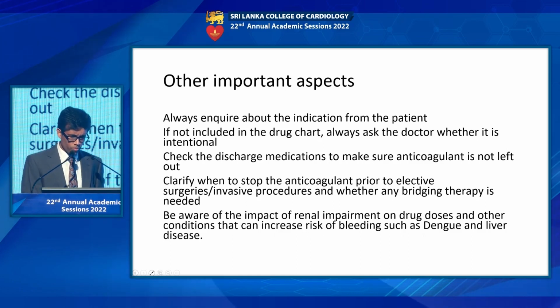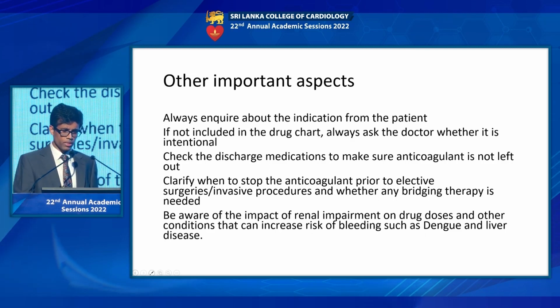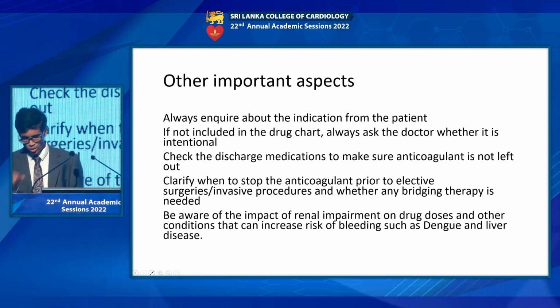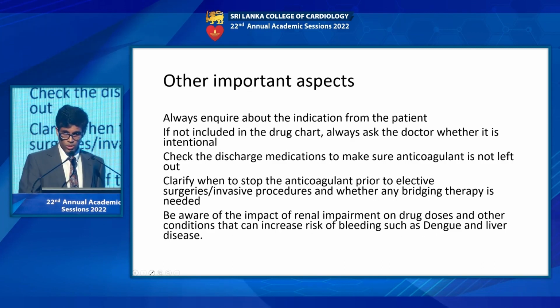And then if a patient is admitted for a surgical or invasive procedure, always clarify when to stop the anticoagulant, or give that advice very clearly beforehand, when to stop it, and whether there's any bridging therapy that's needed. Other comorbidities like renal impairment and drug doses, because for some drugs, the dose will depend on their renal function, and also other pathologies like dengue, liver disease, which can increase the bleeding risk. I think it's all very important to be alert.